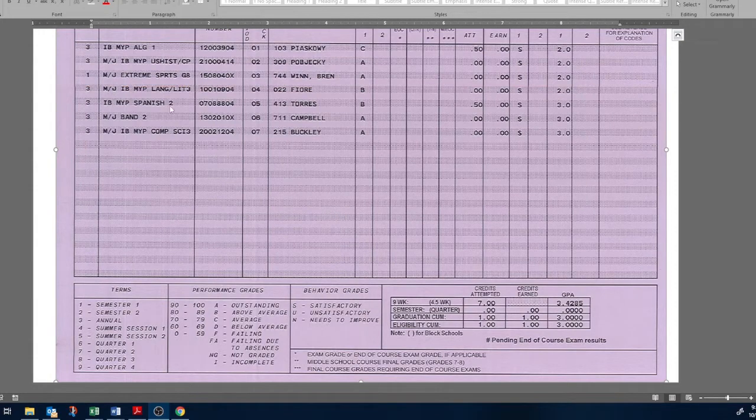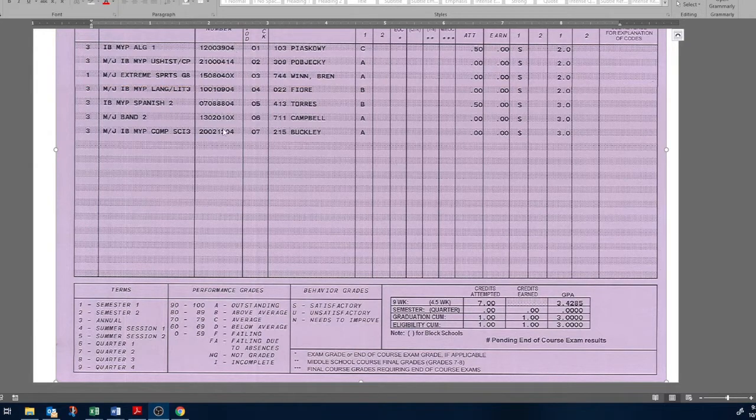These courses are high school level courses that are accumulating points towards a GPA and credits towards their high school graduation requirements. So it's very important if you have high school classes on your middle school report card that you understand that these are counting for your high school graduation requirements and your high school GPA that a college will one day see. Very important that you pay attention to that.